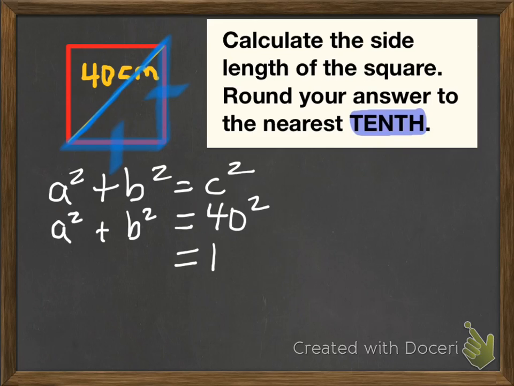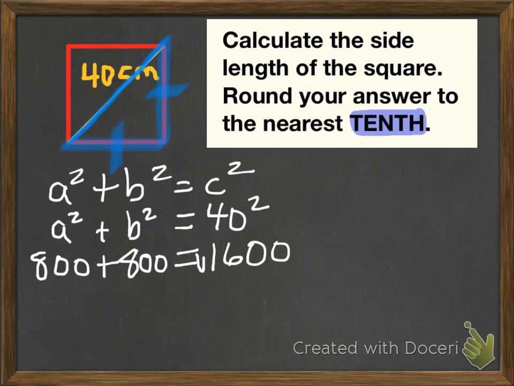40 squared equals 1,600. We still do not know what a squared and b squared are. But now we have to ask ourselves what number adds to itself to get 1,600. And we hopefully can determine that 800 plus 800 is 1,600. Remembering that this is a square, that's why those two numbers are the same in this triangle. So once we've squared both sides, this is what our relationship should look like.